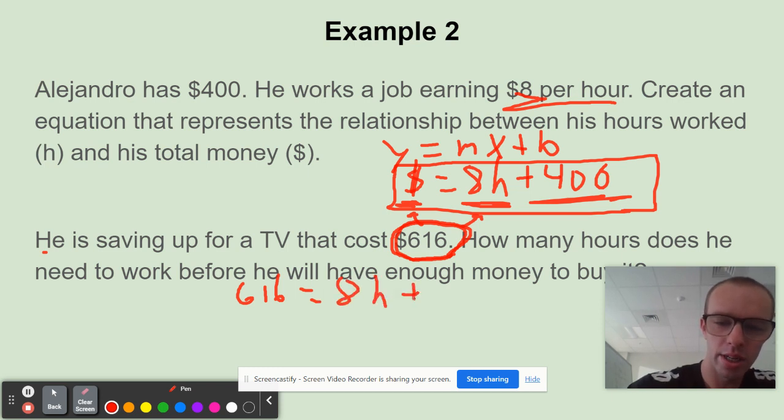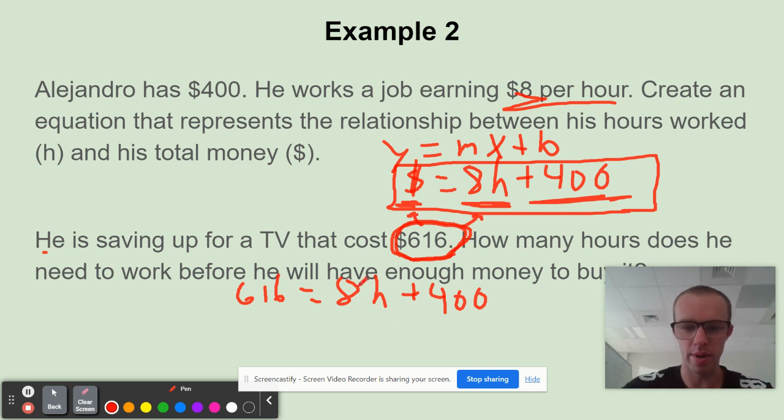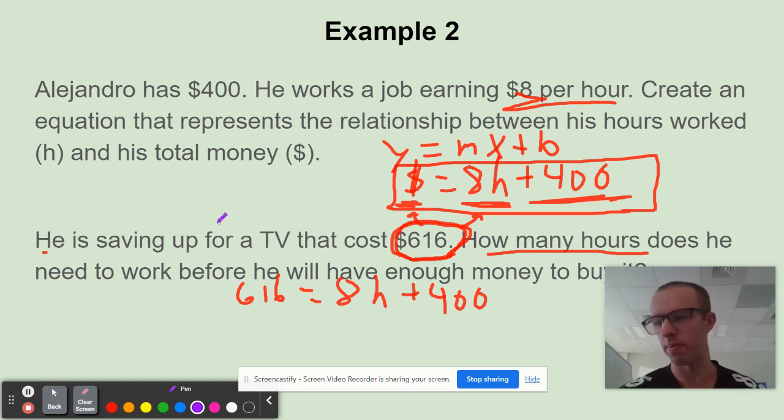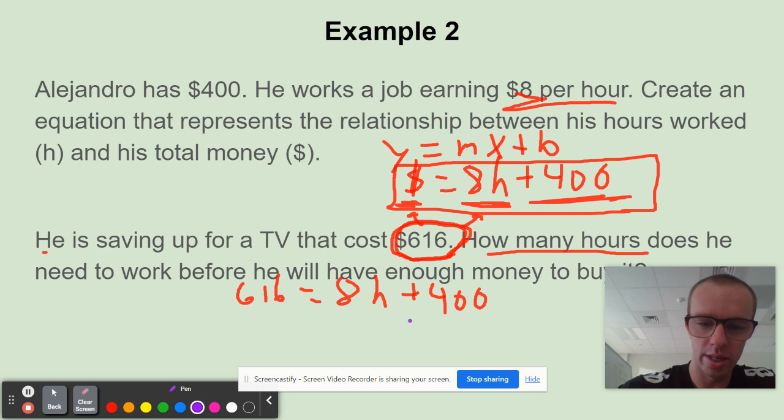So I can rewrite this equation as 616 equals 8h plus 400. Okay, and this equation has one unknown, right? H is an unknown number to us. And that's the same as the question, right? The question says how many hours? Well, our equation is also really asking the question, how many hours? And we can just solve this two-step equation. This is why previously I was really stressing that you need to be able to solve equations.